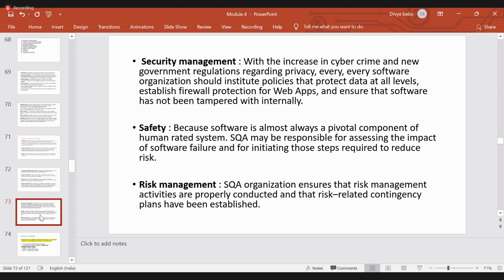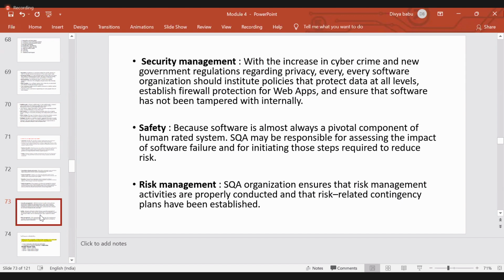Then security management, because of different types of cyber crimes, new government regulations may come, right? So you need to discuss those policies. Security management is also important. So how can we give more security to our software? You should ensure that the software has not been tampered with internally, you should be aware of the new government policies related to cyber crimes, and you should educate your people.